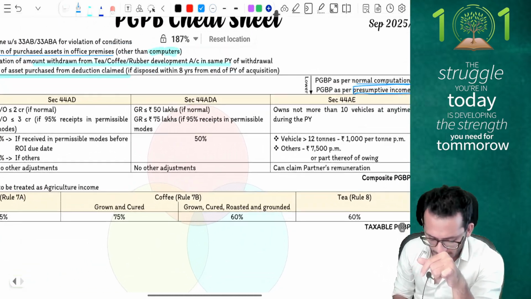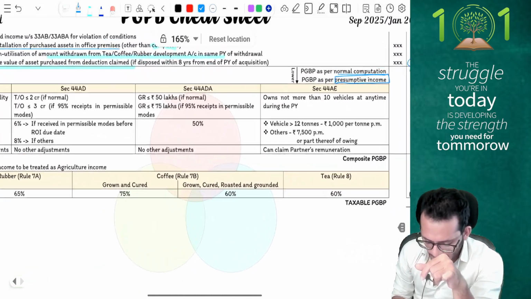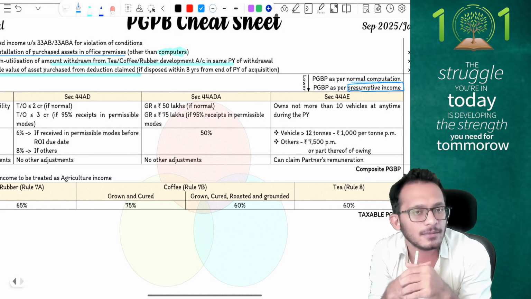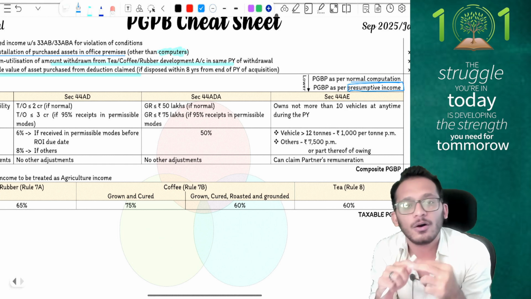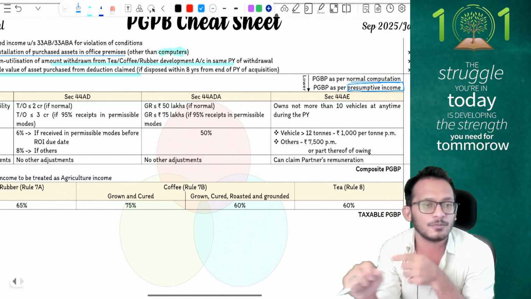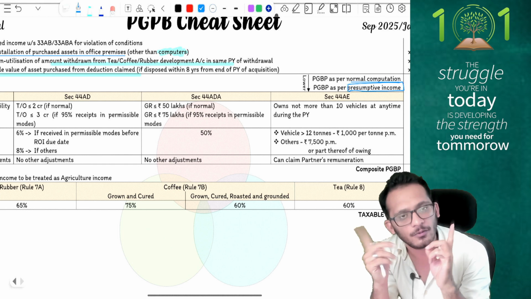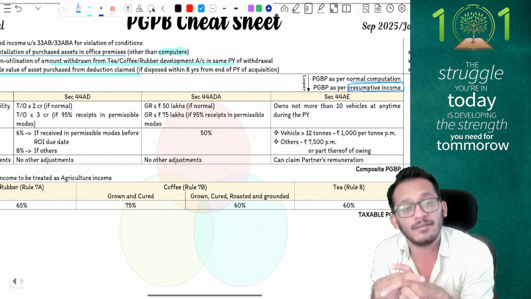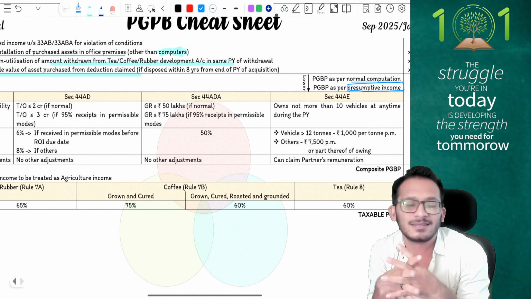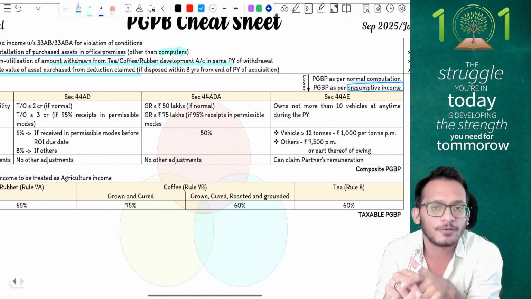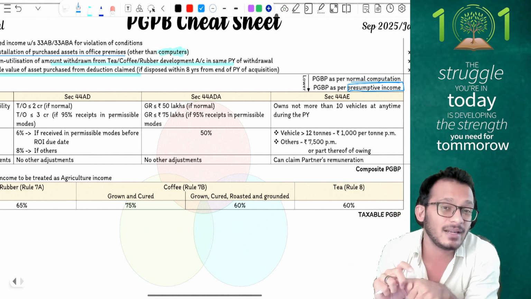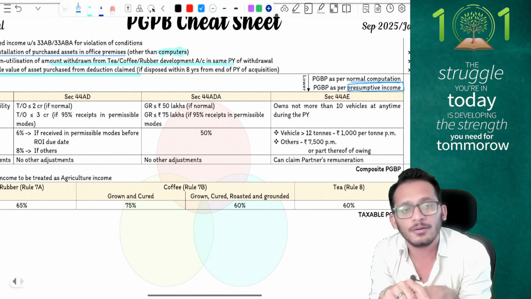We have 3 sections under presumptive income: section 44AD, section 44ADA and section 44AE. Section 44AD says that if you're running a business where the turnover is less than 2 crores, or 3 crores in case 95% of transactions are in permissible modes, then you're under 44AD. 44ADA says if you're in a profession having a turnover up to 50 lakhs, but 75 lakhs in case 95% of the turnover is received by permissible modes, then you're under 44ADA. And third, 44AE says that if you're a transport operator owning less than 10 vehicles at any time during the previous year, then you will be under 44AE.